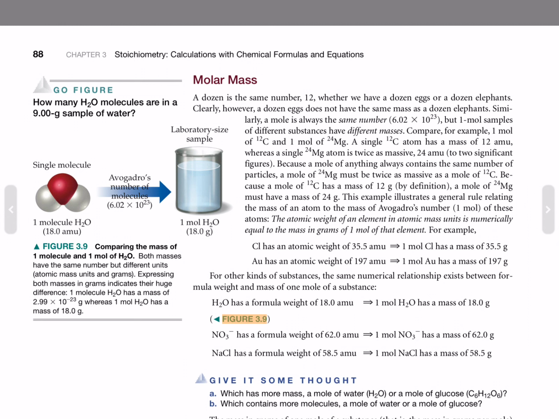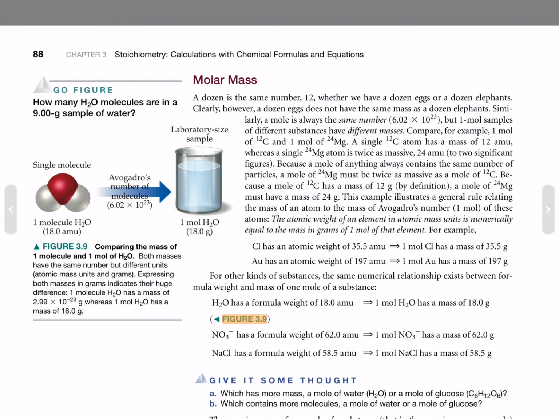A single carbon-12 atom has a mass of 12 AMUs, whereas a single magnesium-24 atom is twice as massive, 24 AMUs, to 2 significant figures. Because a mole of anything always contains the same number of particles, a mole of magnesium-24 must be twice as massive as a mole of carbon-12. Because a mole of carbon-12 has a mass of 12 grams, by definition, a mole of magnesium-24 must have a mass of 24 grams. This example illustrates a general rule relating the mass of the atom to the mass of Avogadro's number, or 1 mole, of these atoms.